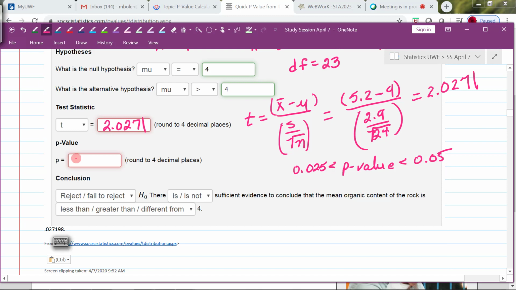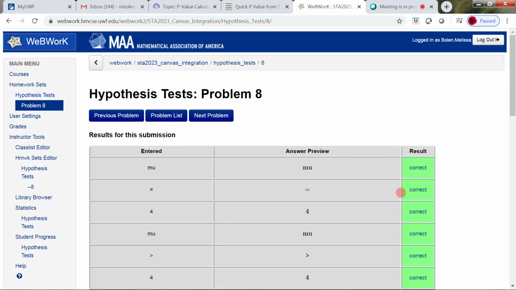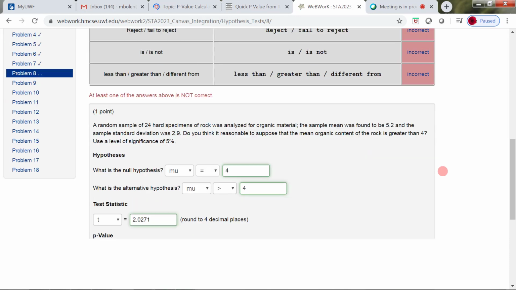So it is 0.027, 4 decimal places, 0.272. We'll see if it takes that or if it wants significant digits. So 272, which is so close to that number right there. It's kind of intimidating. 0.0272. Hopefully I typed that in right. Submit. And it likes that, okay?